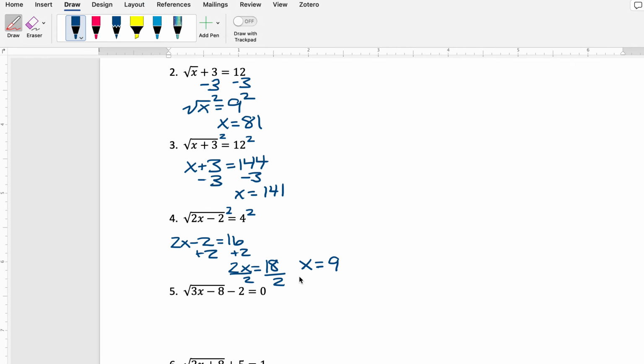Now note that I can always check my answers here by plugging my value for x into my original equation. That's always a good idea, particularly on a test, to make sure that you haven't made a mistake somewhere. So if I plug 9 in for x, I get the square root of 2 times 9 minus 2, which equals 4. I know that 2 times 9 is 18, and 18 minus 2 is 16. And the square root of 16 is, in fact, 4. So it checks out.